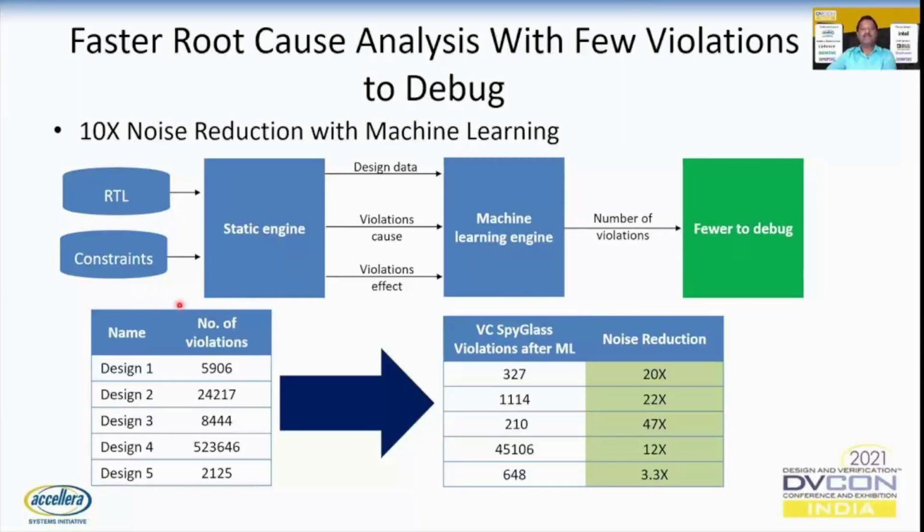Here are certain results captured from analysis for different designs. I would like to highlight the number of violations generated without and with MLRCA enabled. Depending on the nature of the issues found in the design, you can easily see noise reduction ranging from 3 to 47 times. This is a huge gain for any designer. Okay, enough of highlighting the results from internal benchmarking.